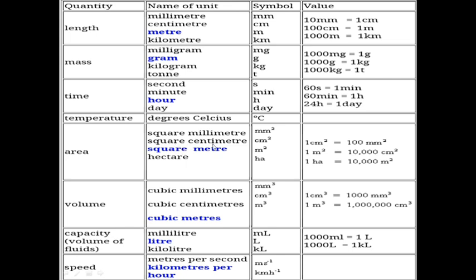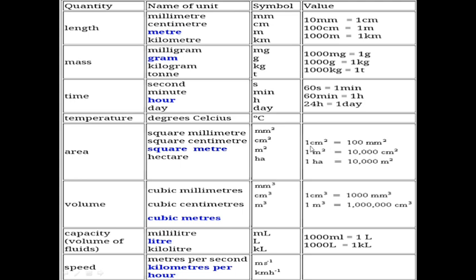Then for square centimeter, the symbol used is cm square. For square meter, that is m square, meter square. For hectare, the symbol used is ha. Then the values and their conversion is given here. 1 centimeter square equals 100 millimeter square.